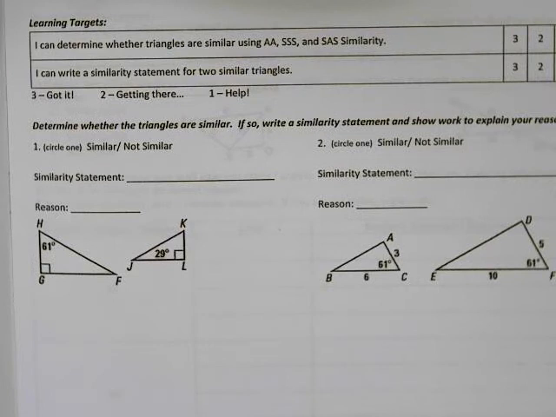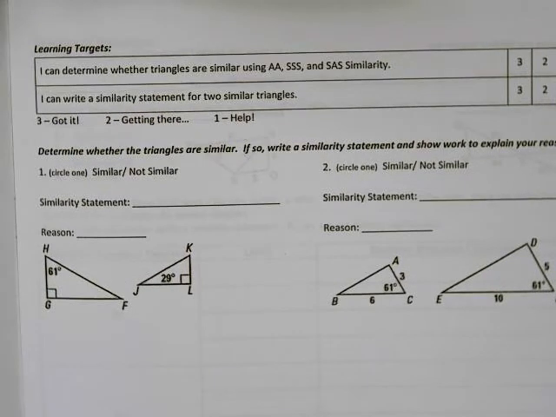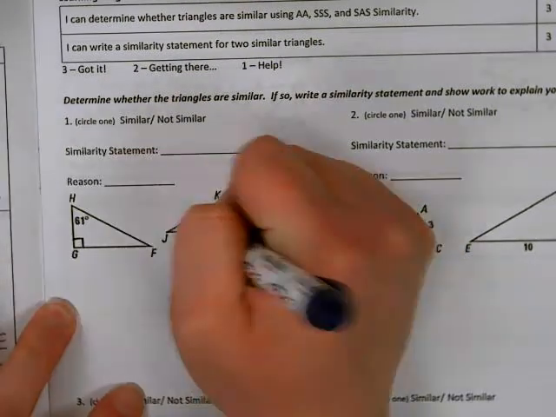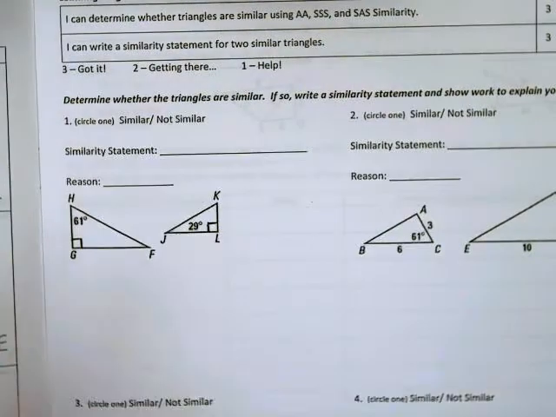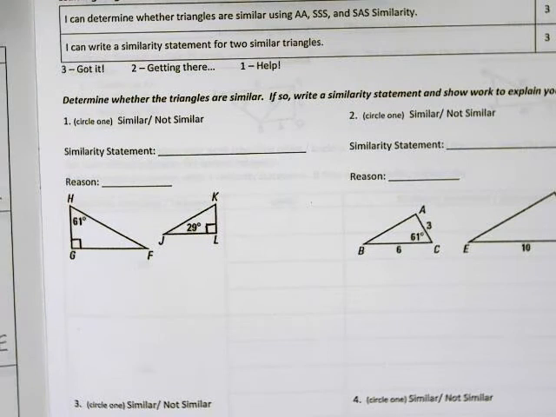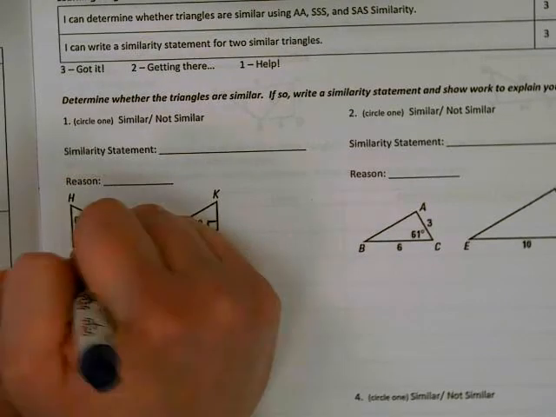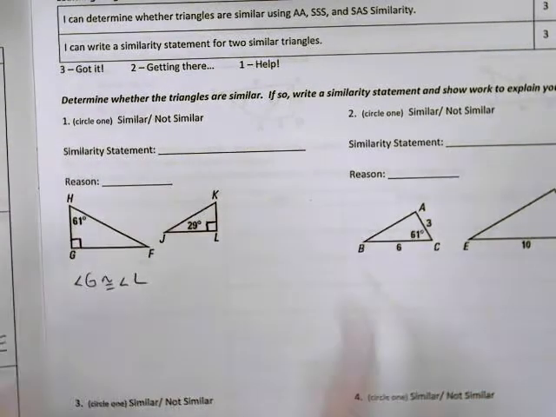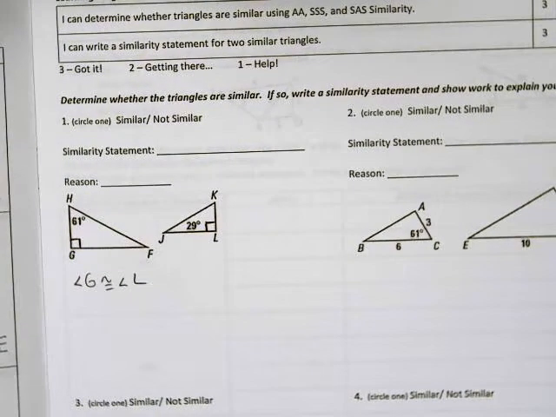We have to determine if the triangles are similar. If they are, we have to write their similarity statement and we have to show our work and we have to use whichever reason applies. All right, so looking at these triangles here in number 1, I'm sure the first thing you see is the box there to show that they're both right angles. So we've already got one set of congruent angles because angle G is congruent to angle L since they're both right angles. But then we have to look at those other angles there.